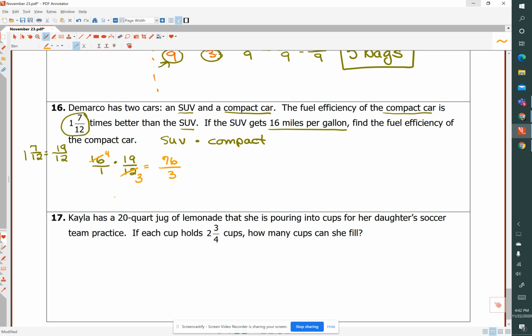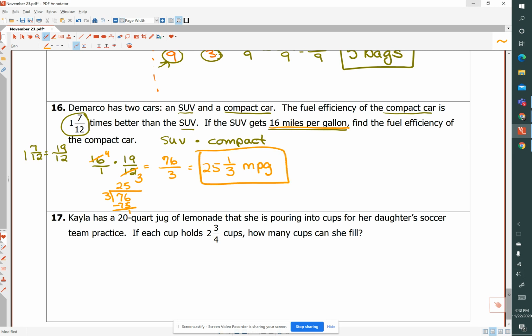Let's get rid of the improper fraction by dividing 76 by 3. And we know that 25 times 3 is 75. That would give us 1 left over. So that would be 25 1/3. So the question, find the fuel efficiency of the compact car. So the SUV gets 16 miles to the gallon. The compact car gets 25 1/3 miles per gallon, MPG.